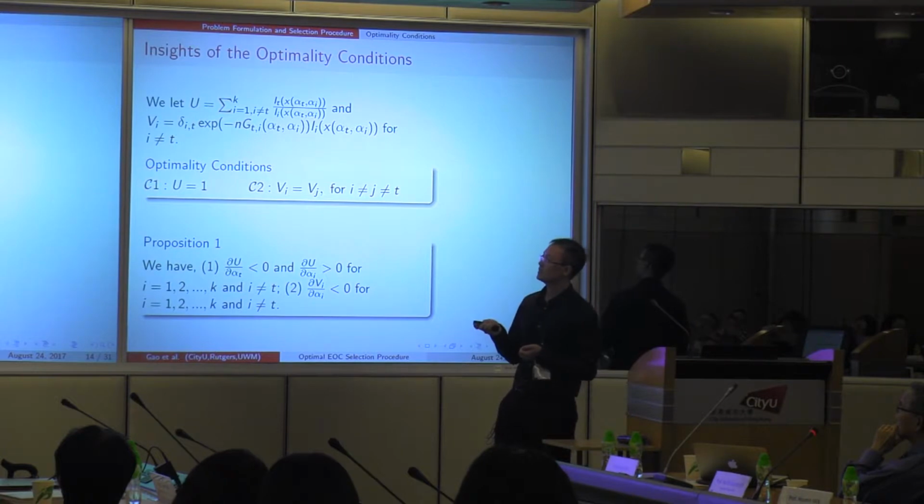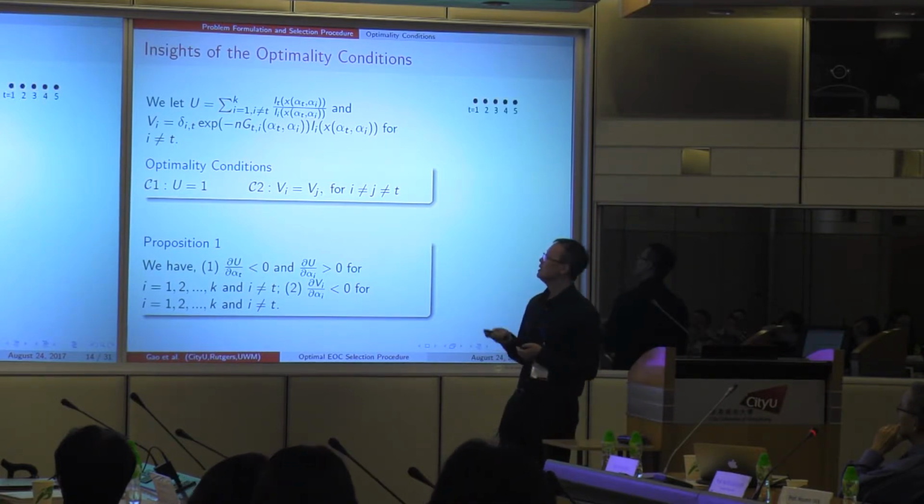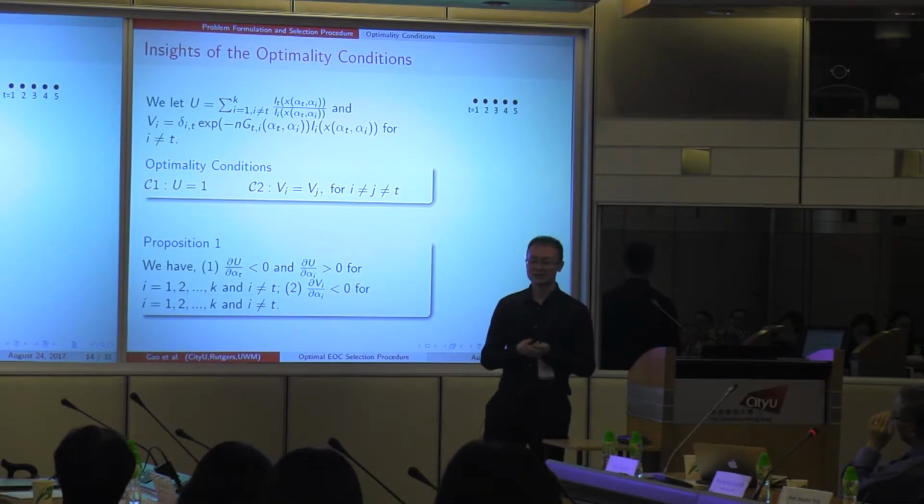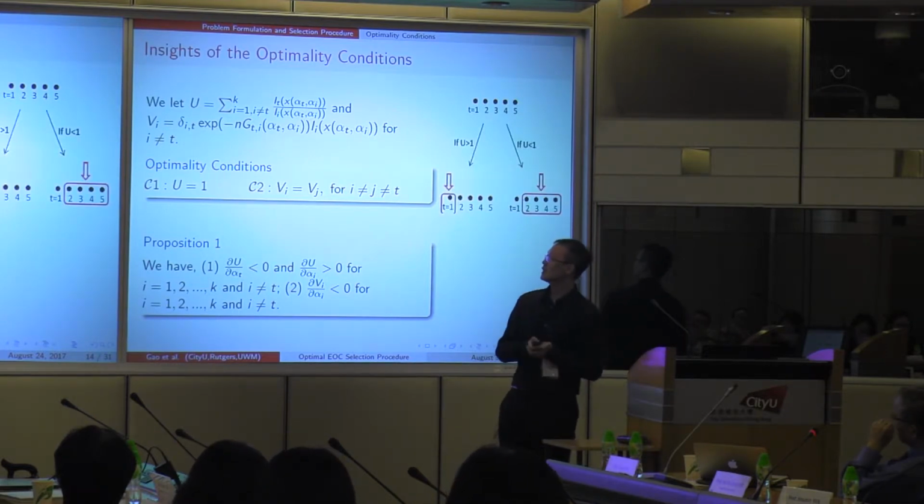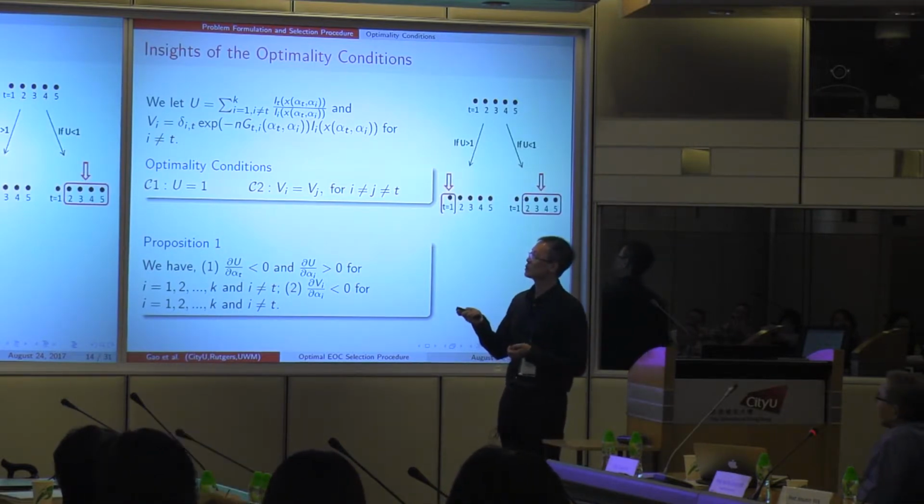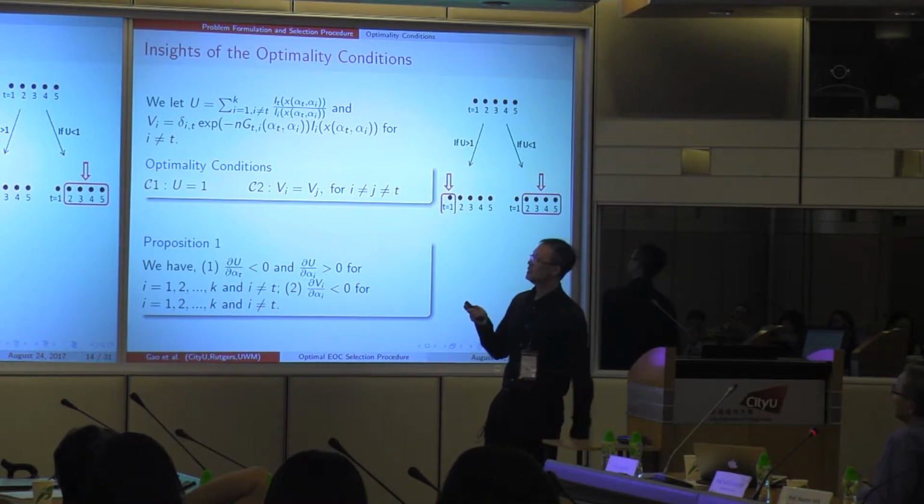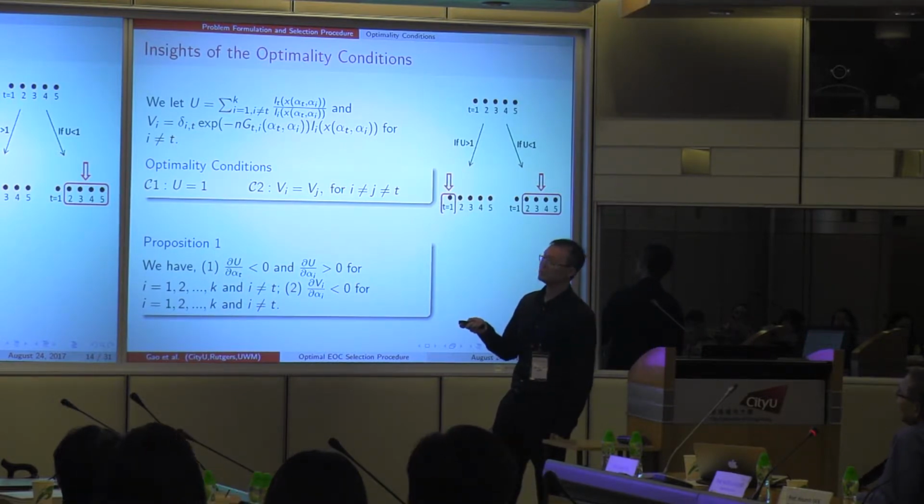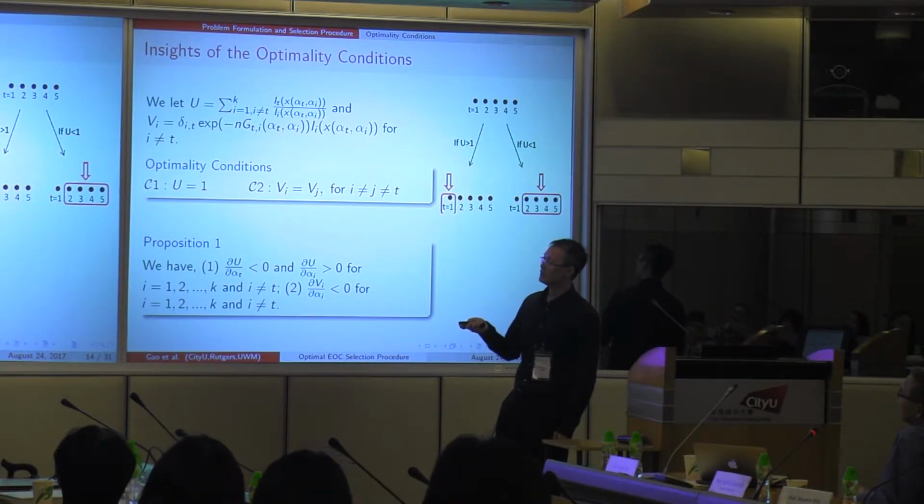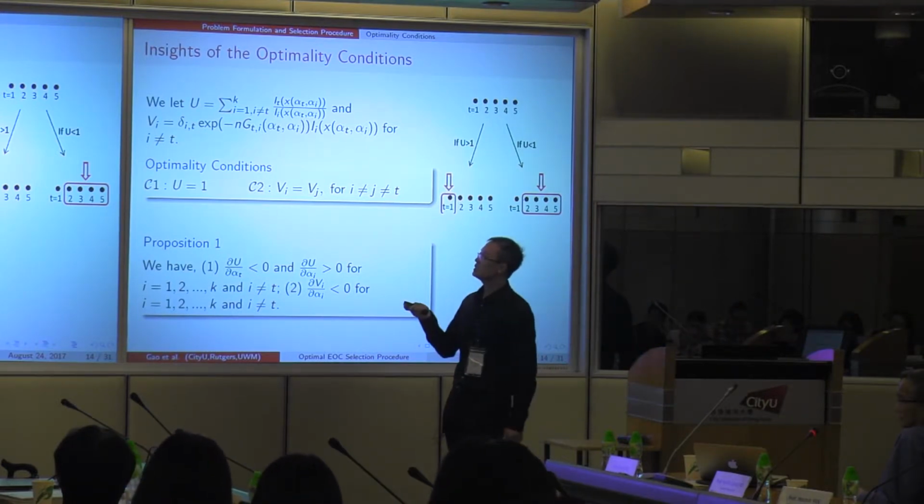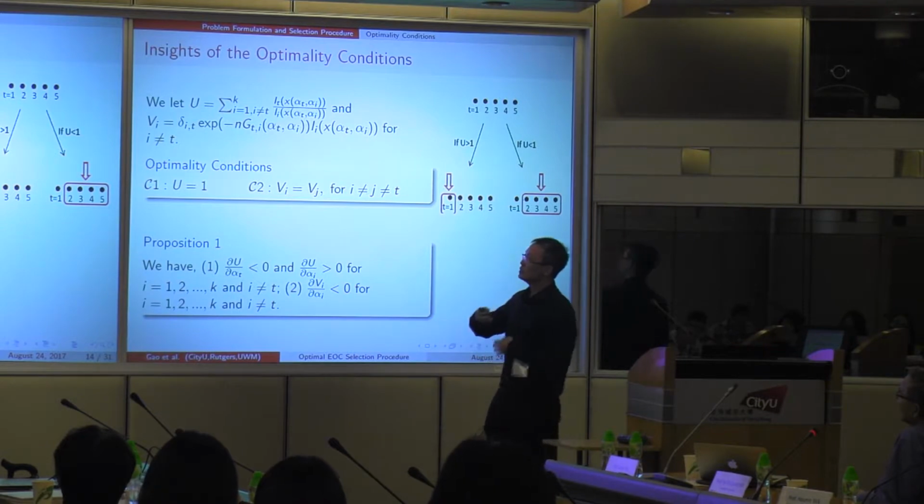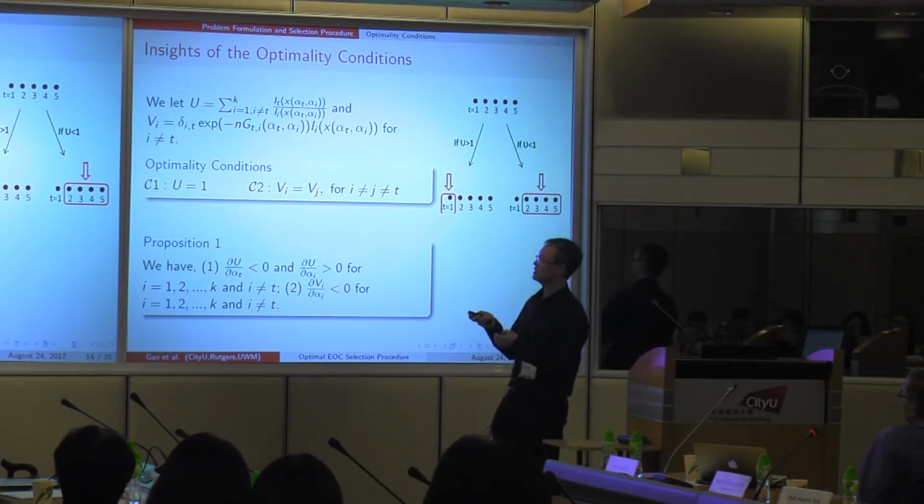Next, we have a proposition showing some derivative properties for U and V_i. Now let's first look at C1. It requires U equal to 1. Suppose we have 5 designs and design 1 is the best design. And suppose that for some allocation, U is greater than 1. Then U needs to be decreased, and from here, alpha_T, the proportion of the simulation budget allocated to the best design, needs to be increased.